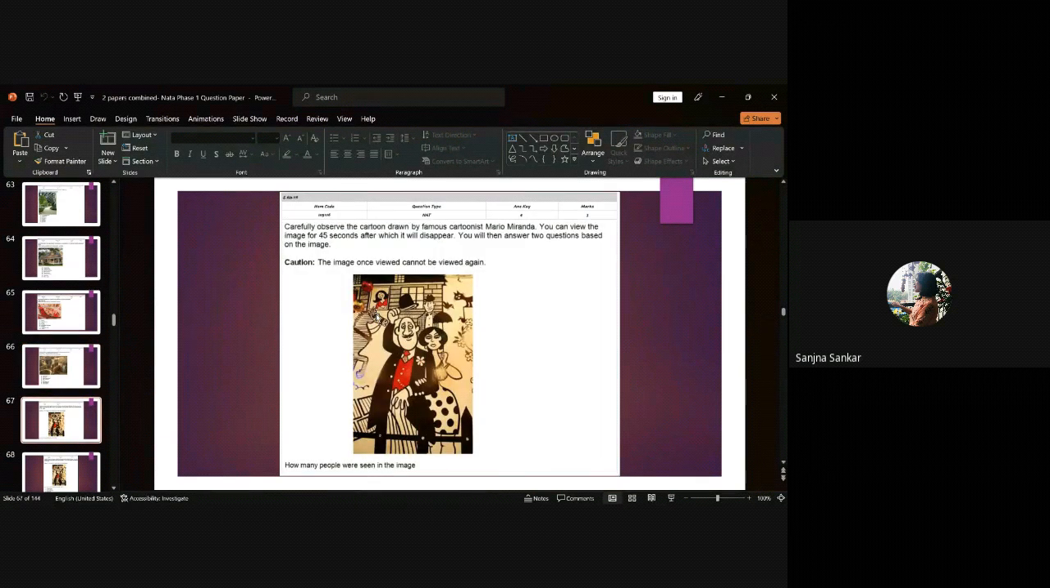In this question, they've asked to carefully observe the cartoon drawn by famous cartoonist Mario Miranda. You can view the image for 45 seconds, after which it will disappear. You will then answer two questions based on the image. So, we see the image on the screen for 45 seconds, and then it will disappear. But that is related to the questions. So, we are supposed to answer those questions.